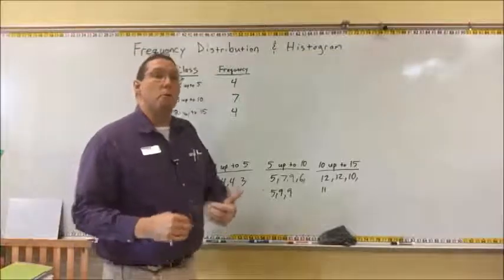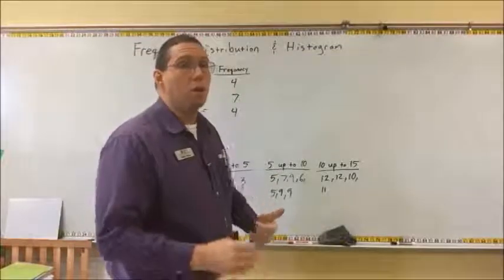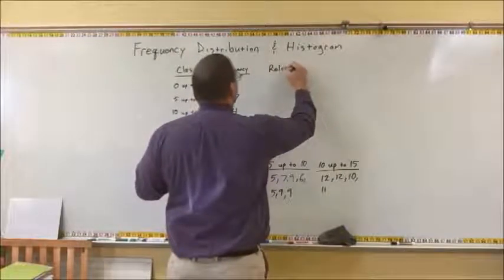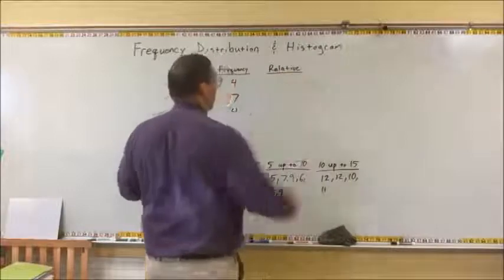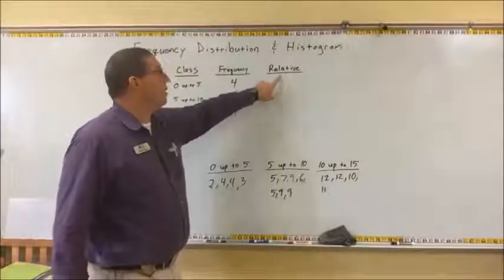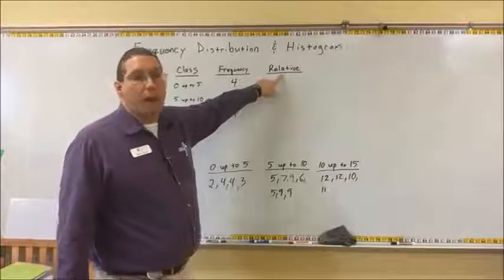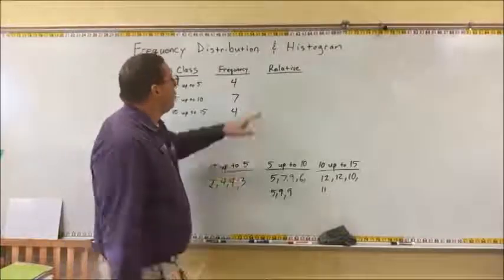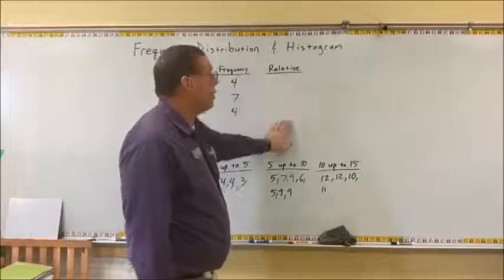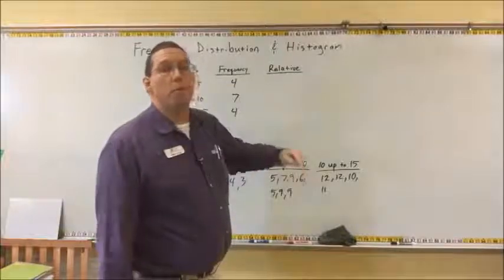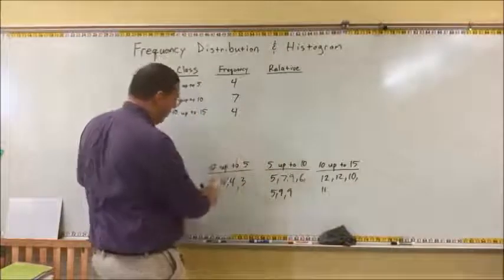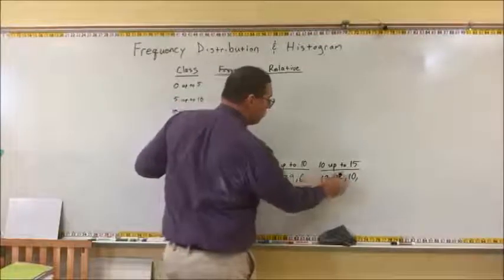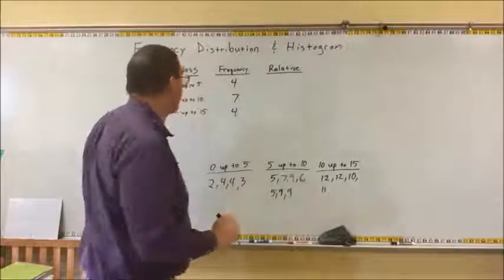But what we're going to do now is add on another column. We're going to call that column relative, the relative frequency distribution. Okay? Now, relative frequency distribution can either be done as a fraction or as a percentage. We're going to do both. In order to do a relative frequency distribution column, you need to know the total number of observations. And here, there's 1, 2, 3, 4, 5, 6, 7, 8, 9, 10, 11, 12, 13, 14, 15 total observations.